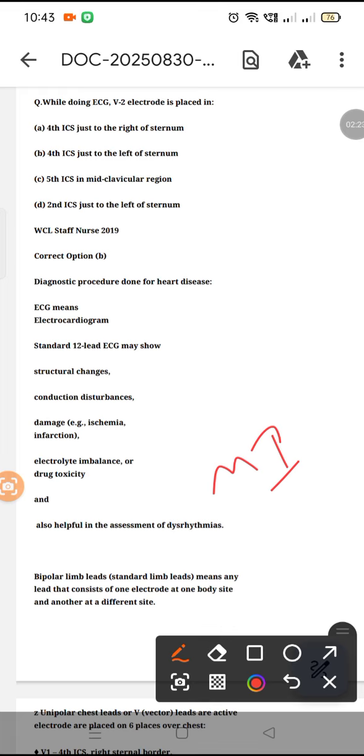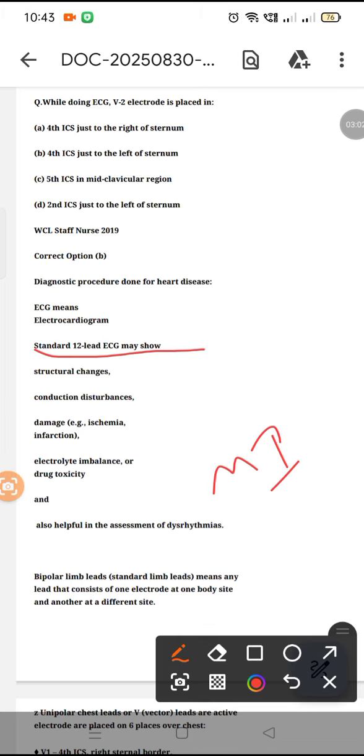Electrolyte imbalances, hypokalemia, hyperkalemia, hypocalcemia, all these electrolyte imbalances will also be seen. Drug toxicity, like digoxin toxicity, lithium toxicity. If any medicine is above the therapeutic range, different changes will be seen on the ECG. It also helps in the assessment of arrhythmias, like VT, VF. All these changes we can see with the 12-lead ECG.